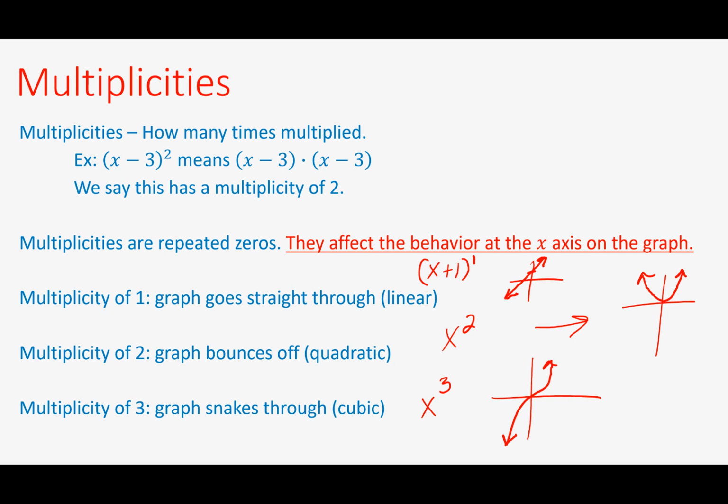Multiplicity of 1, it's going to go straight through. A multiplicity of 2, it's going to bounce. And a multiplicity of 3, it will curve or snake through the x-axis. So this is specific behavior at the zeros of our function.